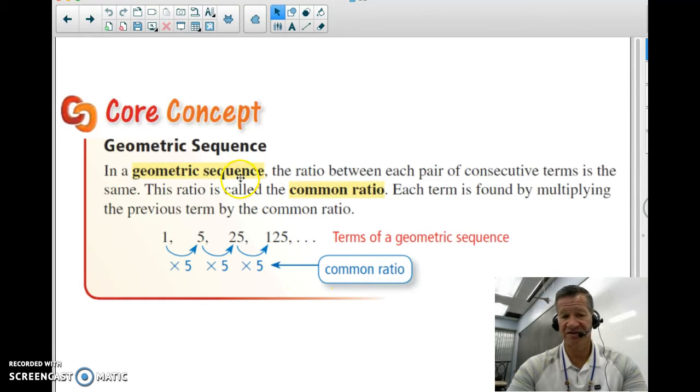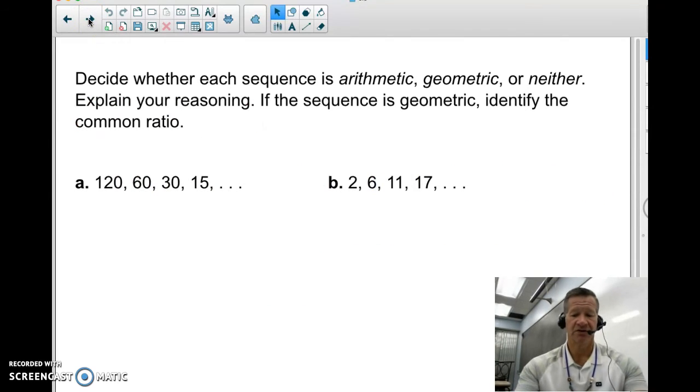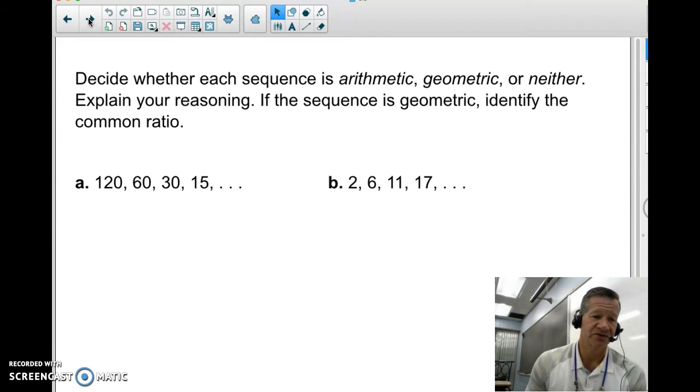So if you have to pause the tape and write down these definitions, it'd be a good idea. It's important that you know that vocabulary. So our two problems that we're going to do in example 1 are just deciding whether or not the sequence is arithmetic, geometric, or neither.